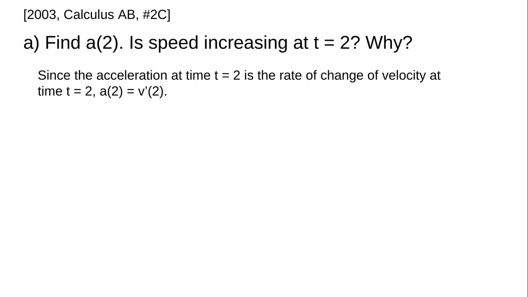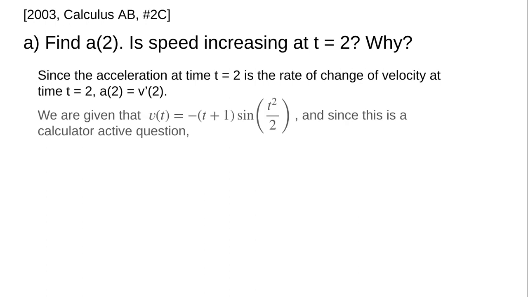Since the acceleration at time t equals 2 is the rate of change of velocity at time t equals 2, a of 2 is just v prime of 2. We're given in the question stem that v of t is the opposite of t plus 1 times sine of t squared over 2. Since this is a calculator active question, we can use our calculator to determine the value of both v of 2 and a of 2. In order to find the value of a of 2, we use our calculator to determine the value of the derivative of our v of t function at t equals 2. That turns out to be 1.588.